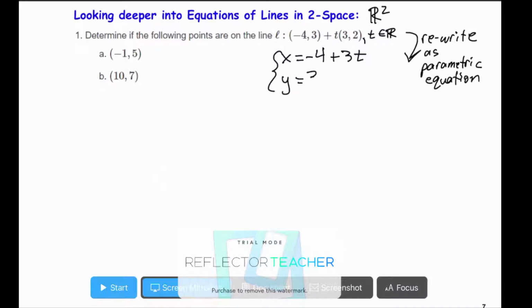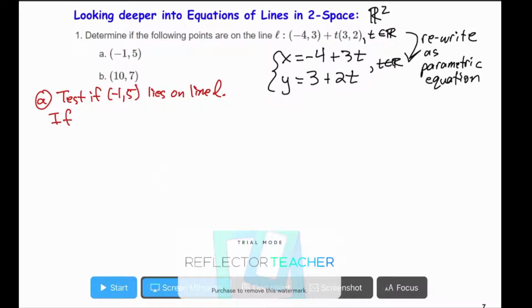y is equal to 3 plus 2t, where, once again, we indicate clearly that t is an element of the real numbers. And let's test. We'll start with point A. Let's switch our color up here. Point A. So we're testing if (-1, 5) lies on line L.